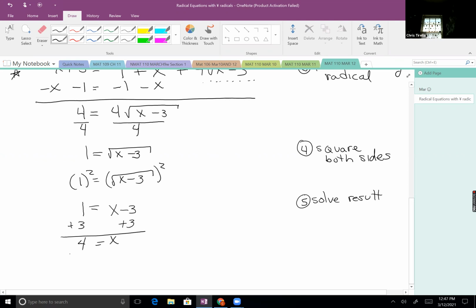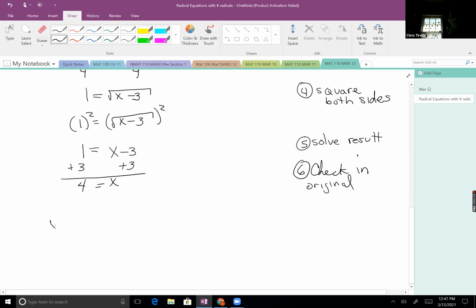And if you remember last class, we said when we square both sides, we can sometimes get extraneous roots. If we square both sides twice, it's probably twice as likely to get them. So we always want to check in the original. And I know I scrolled way down. The original equation was the square root of x plus 5 minus the square root of x minus 3 equals 2.